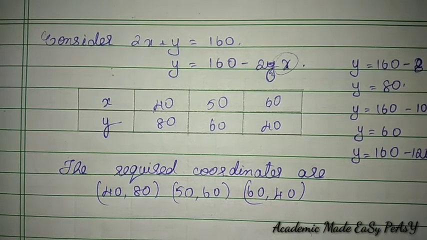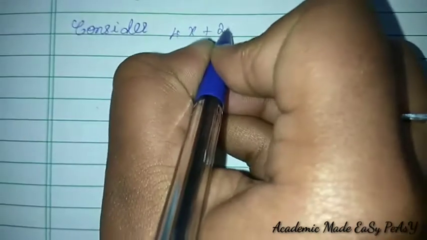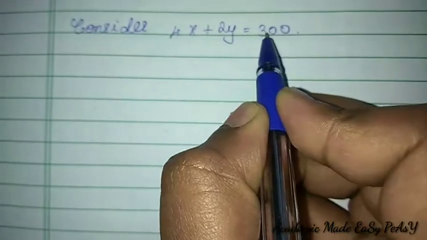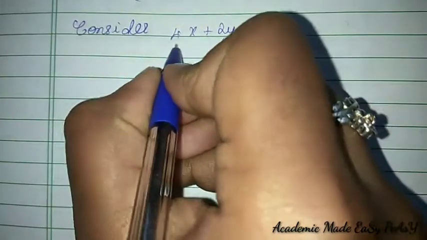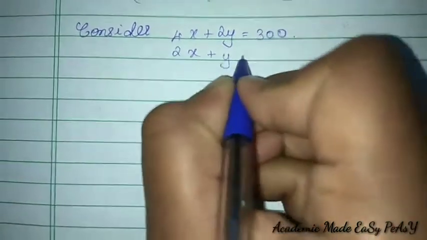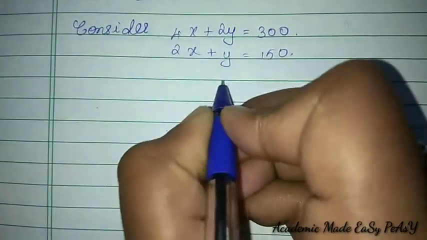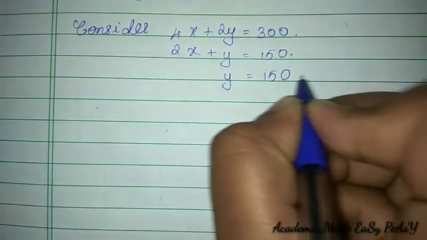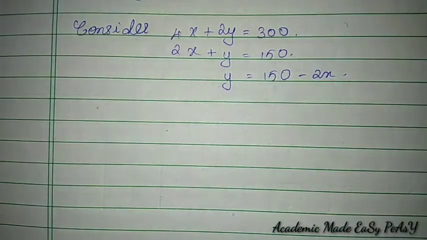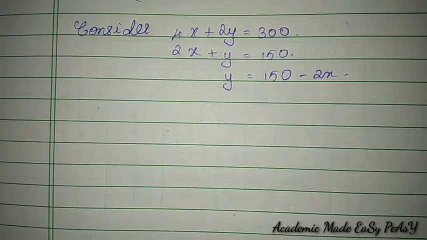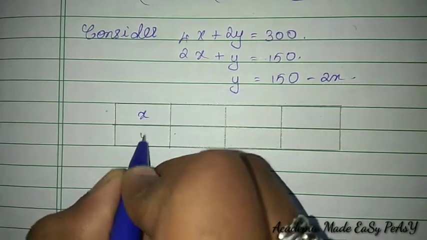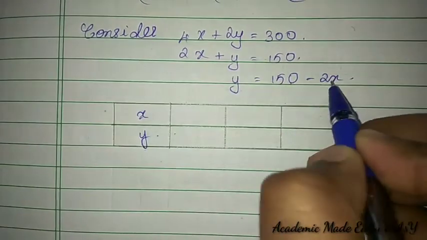So now let's check for the next equation. Consider 4x plus 2y is equal to 300. If you see this, it is a multiple of 2, isn't it? So I will take 2x plus y is equal to 150. So my y is equal to 150 minus 2x. You know why I'm doing it like this, no? So now let's draw the solution table. This is my x and y, and 150 minus 2x I have.